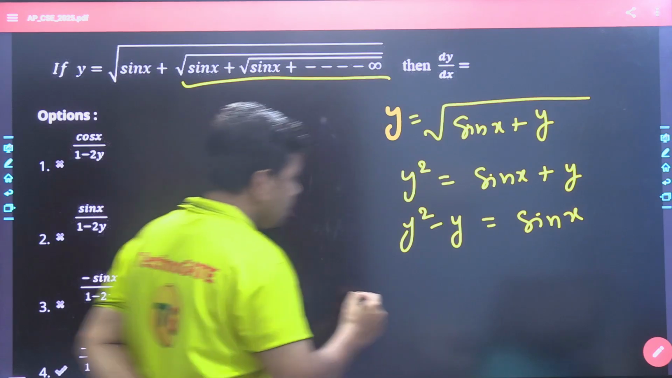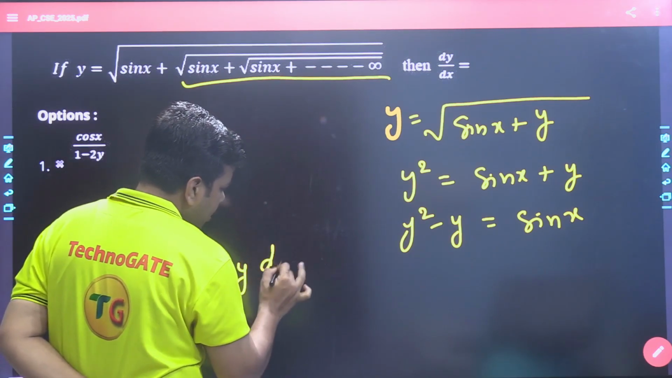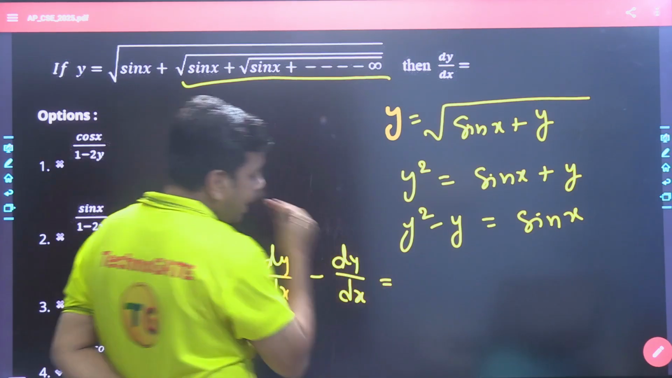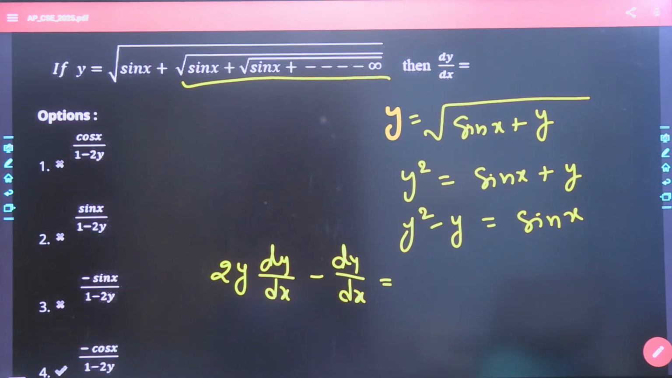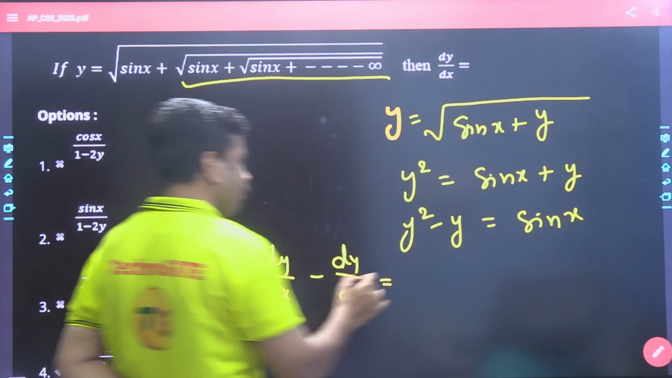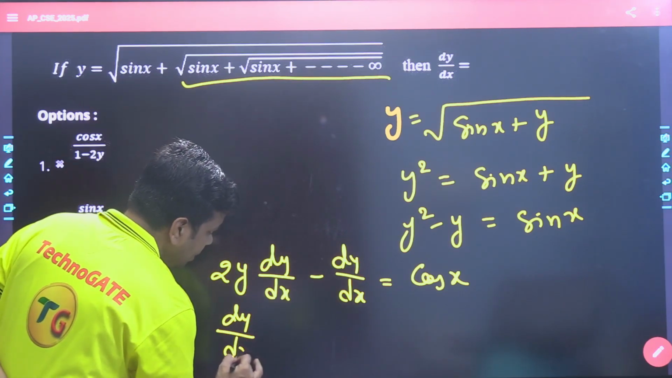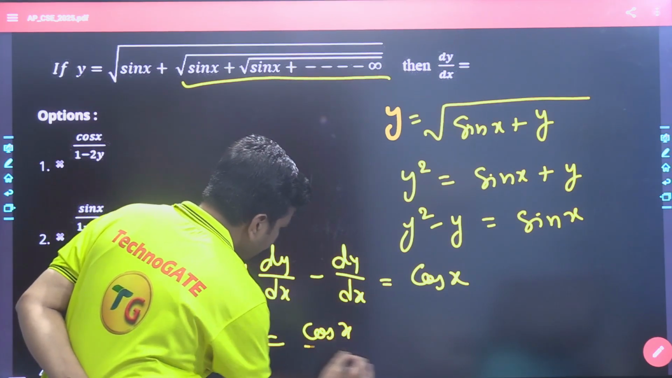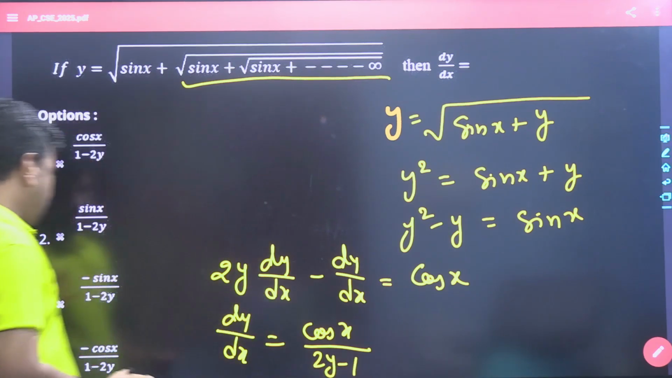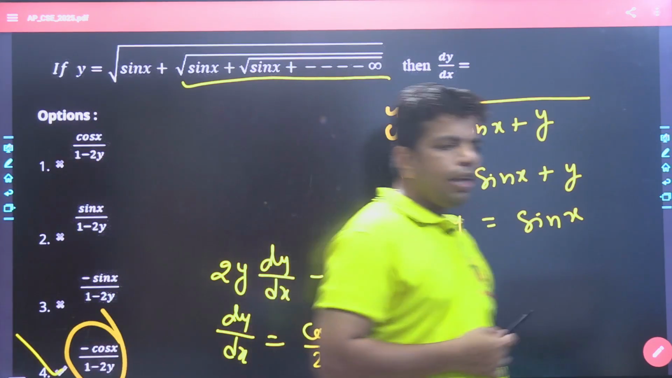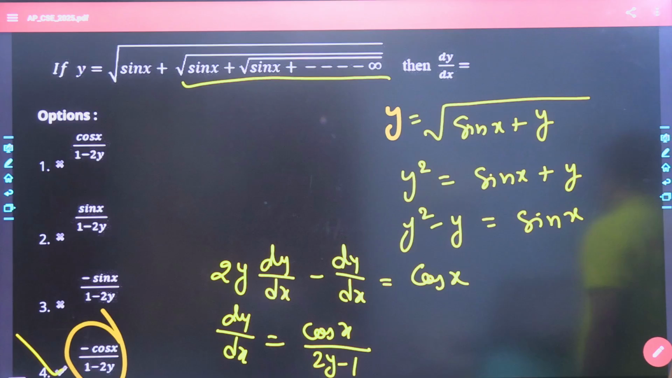So the differentiation of y square is 2y dy by dx, minus dy by dx, and the differentiation of sin x is what? Cos x. So dy by dx is equal to cos x divided by (2y minus 1). Or we can say this is also correct: if we take minus common, we can apply a minus above that. Got it?